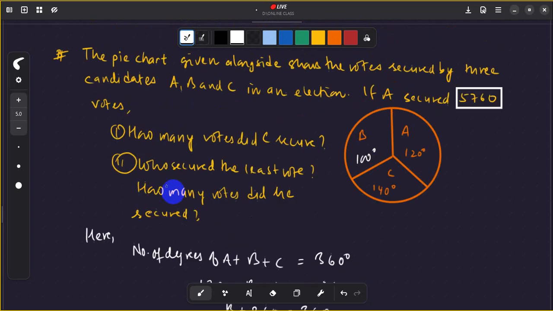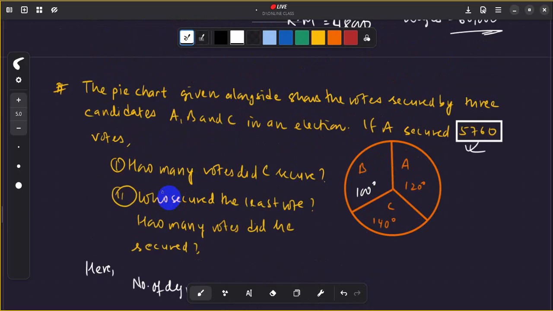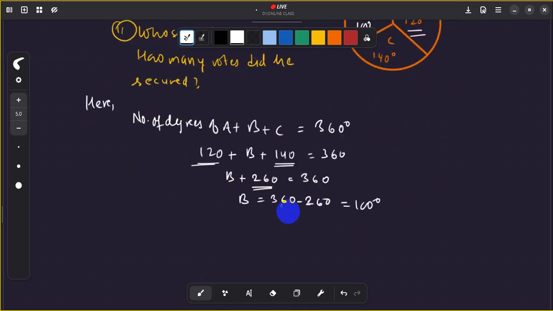Now, after this, look here. This is 5760, the number of boards secured by A, and in terms of angle, it is 120 degrees. Now, we are not provided with the total number of boards. So, we can assume the total number of boards as x. Let the total number of boards equal x.